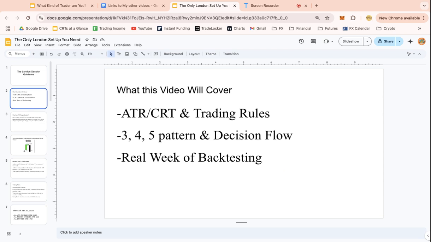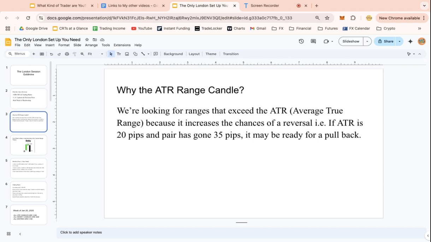So what this video is going to cover is the average true range slash CRT, which stands for candle range theory trading method, the trading rules we need to follow, the 3-4-5 pattern, which we will discuss, and a real week of back testing. The foundation of this method for trading the London session is going to be identifying an ATR candle range. Okay, so what does that mean?